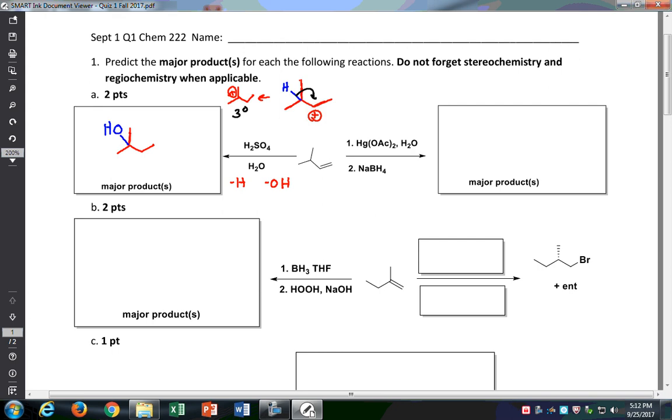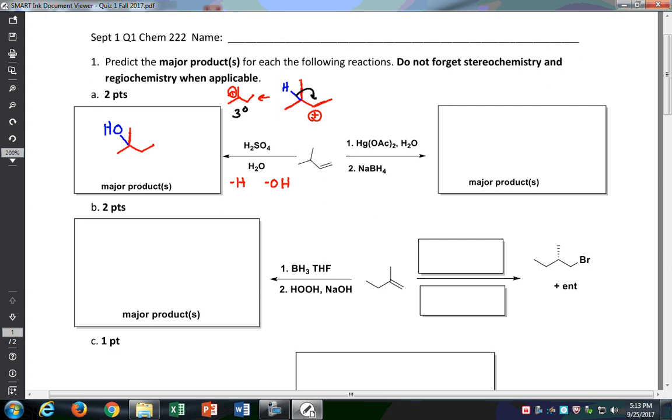Now, if we look at the right reaction, we see we're reacting with Hg and acetate, so mercury acetate and water. Water is our nucleophile, so that means we're going to have an addition of OH, followed by NaBH4. So that is going to be our demercuration reaction, where we're going to have our new oxygen carbon bond, and in this case it's going to be an alcohol.